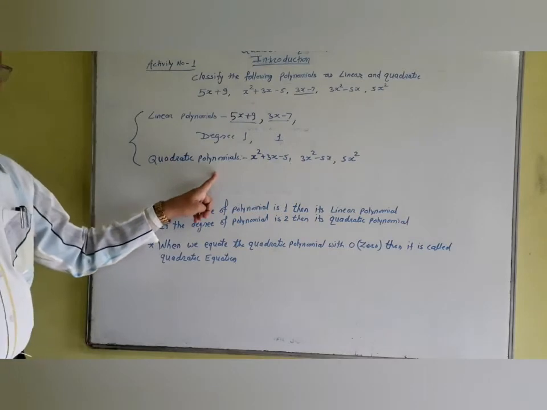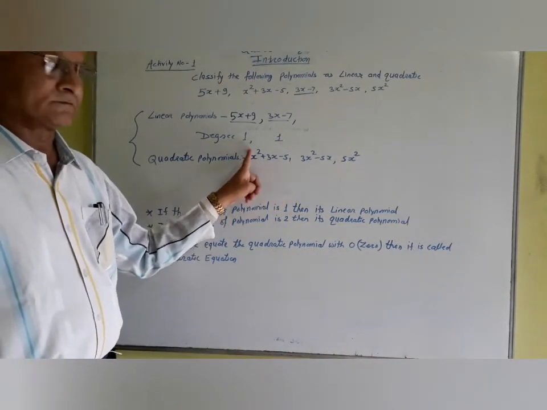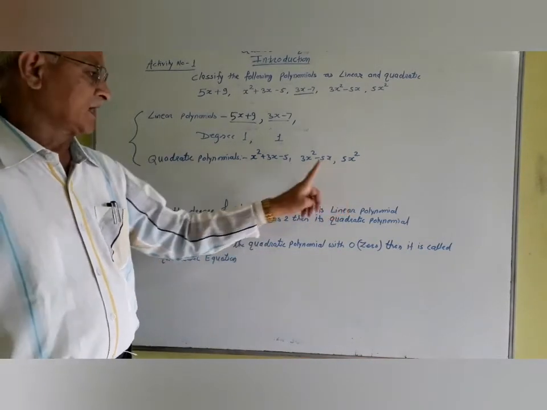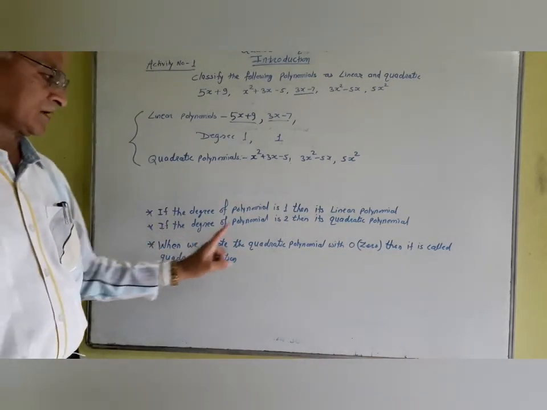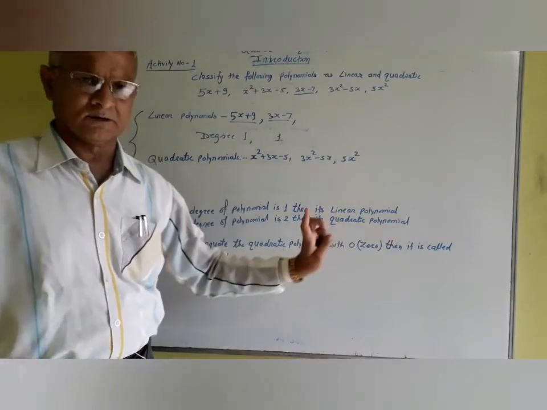Now the quadratic polynomial. Here the highest power of the variable is 2. Here it is also 2, and in the third example it is also 2. Therefore they are called quadratic polynomials. If the degree of the polynomial is 2, then it is called a quadratic polynomial.